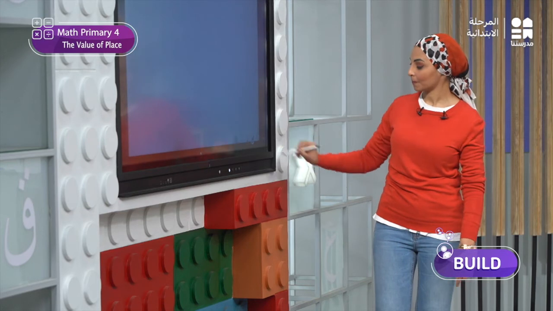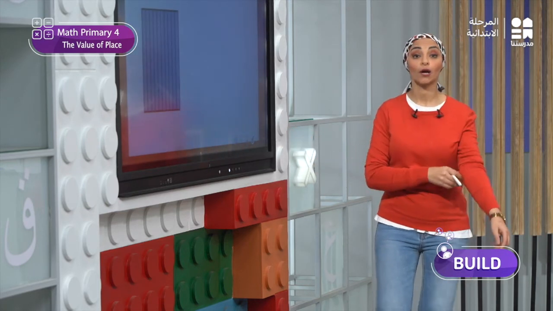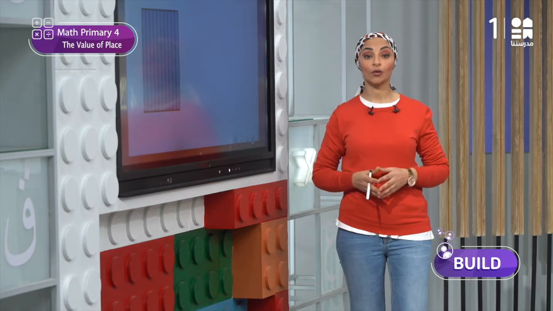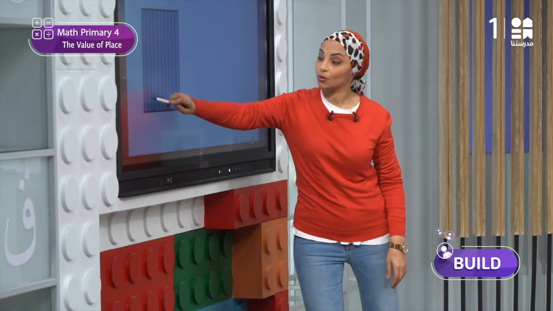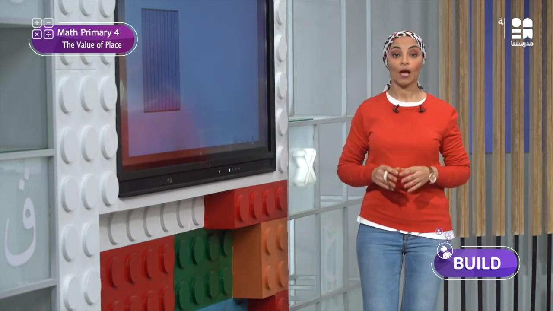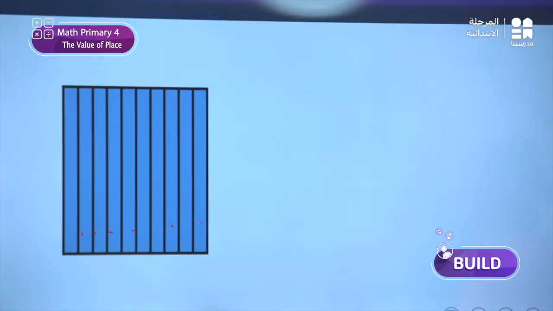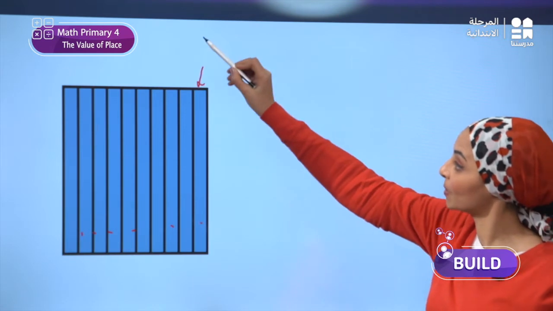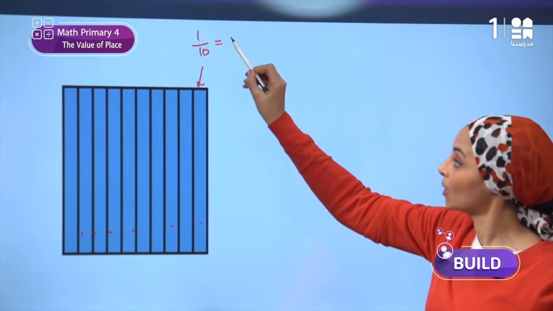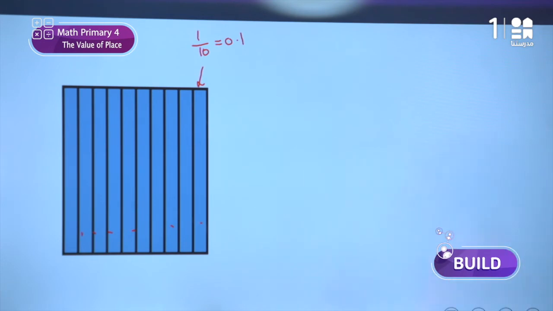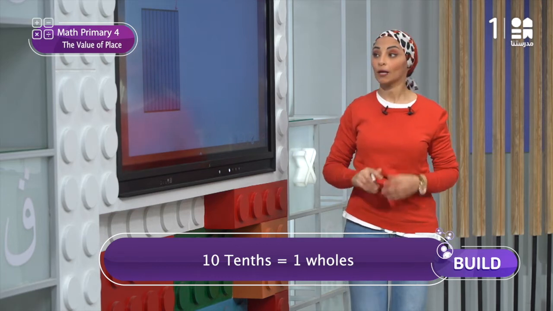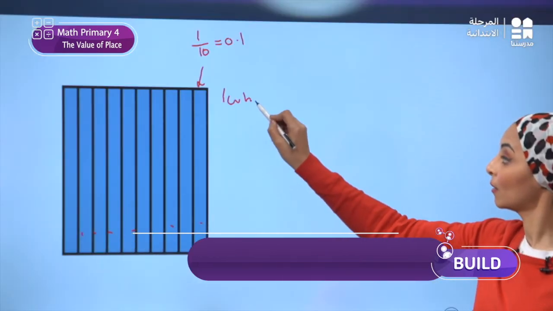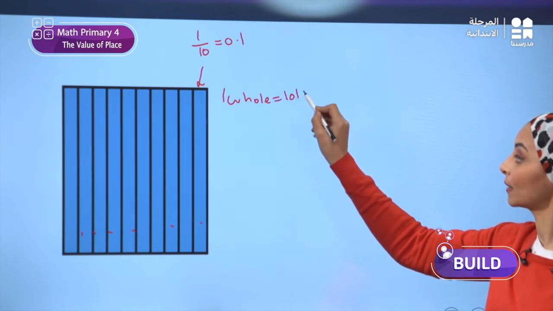Let's see this. Here is a model for one whole. The model we are seeing has 10 parts, or 10 columns. If we count these columns, we will find them 10 columns. We can express each part using the unit fraction 1/10. That means each column represents 1/10, or 0.1 if I write it as a decimal. So 10 tenths equals what? 1 whole. So now 1 whole equals 10 tenths.